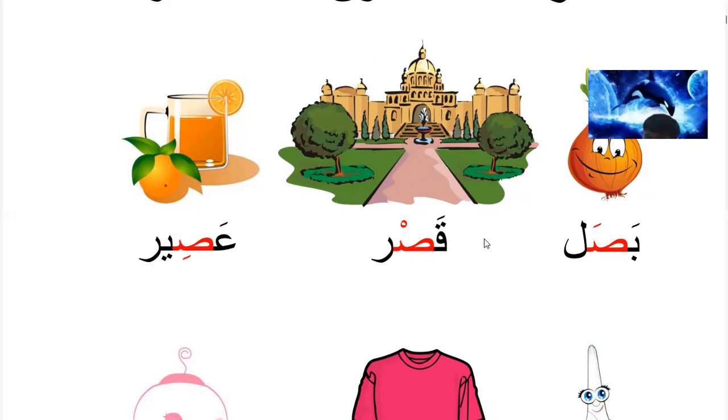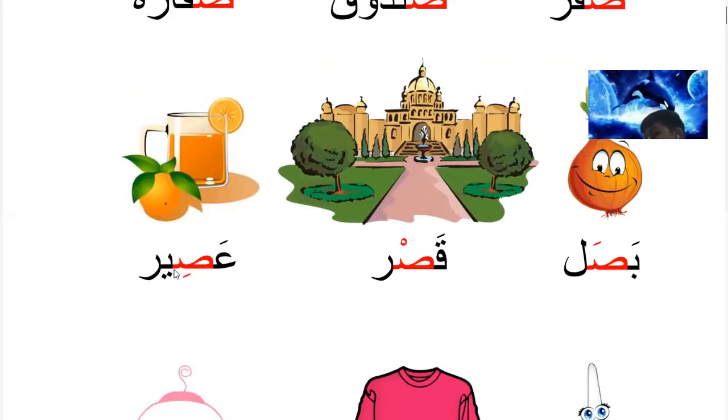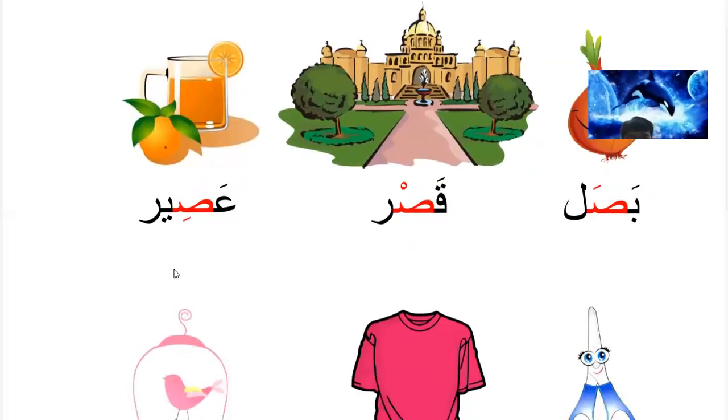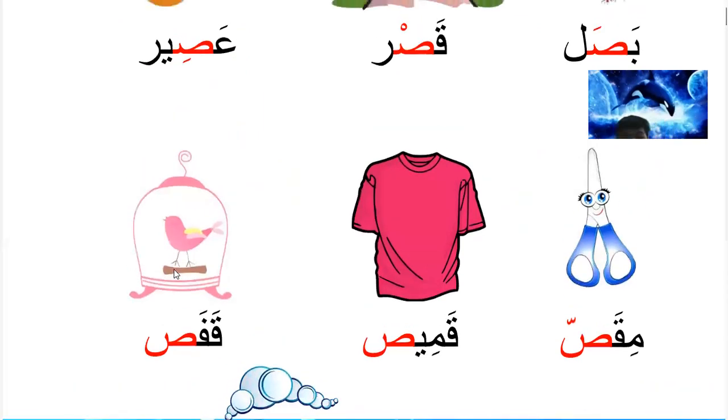Kasar. Palace. Oh, it looks like the Taj Mahal, but it is different. Then Asir. Asir means juice, just juice. Mikas, scissors. Good. Kameez, shirt.